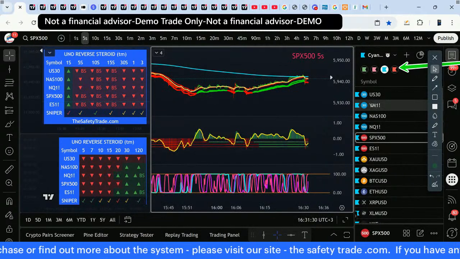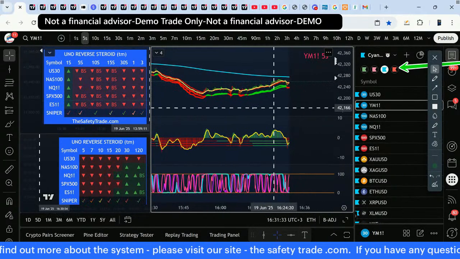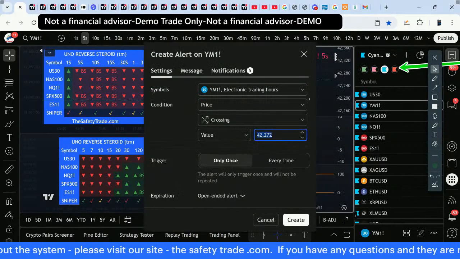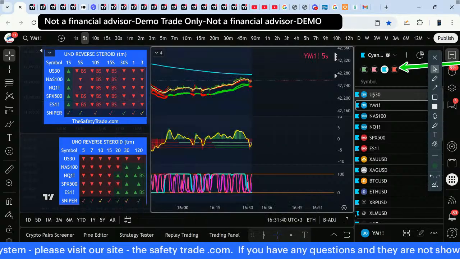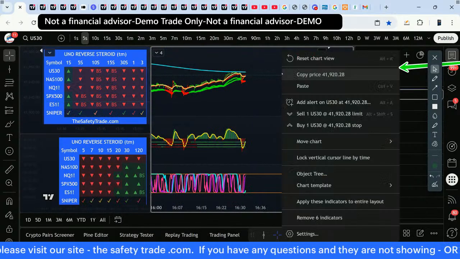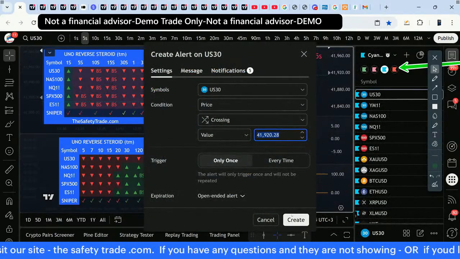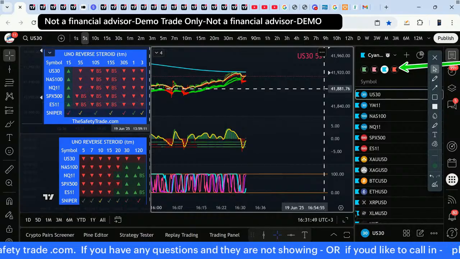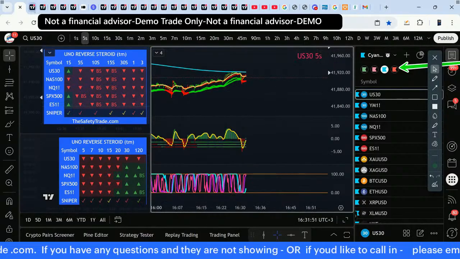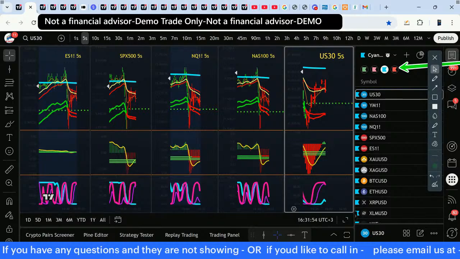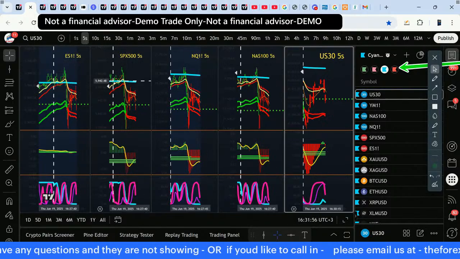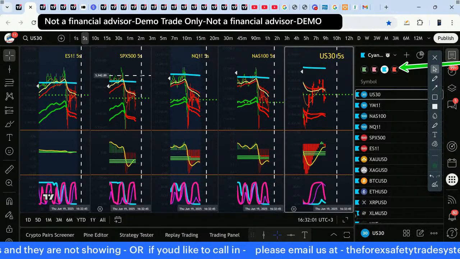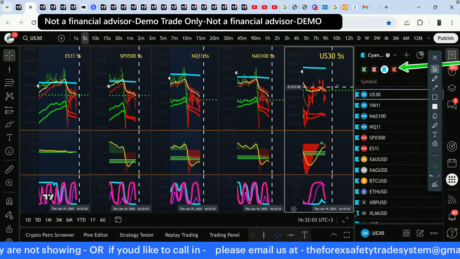Let me go over to YM. Buy stop again. Let's go to US 30. Yeah, you're in the money on your US 30 now. You can close that trade down again. US 30 to the 5 second blue line. Take your money out of the US 30 buy. You don't have to stay in it. Knock yourselves out.